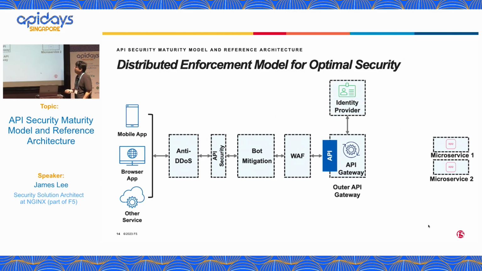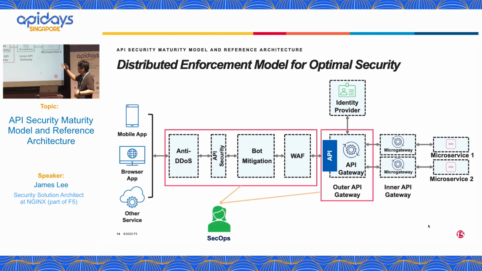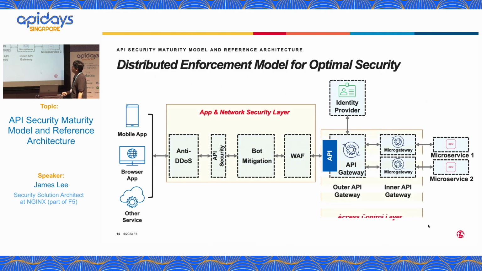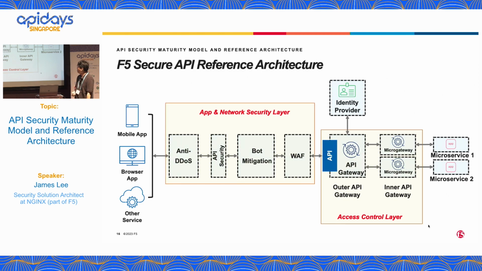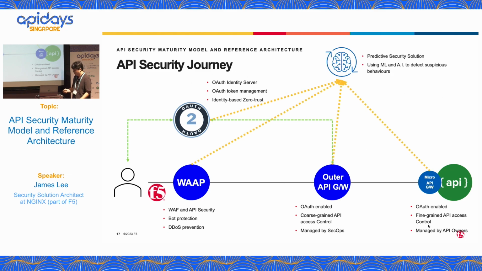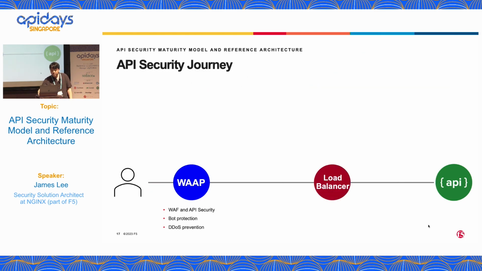Okay. So this is the reference architecture by F5 and we recommend it for our customers. The first layer is the application, using the WAAP. The second layer is the architecture of the API gateway. This first performs all the necessary advanced protections. Right. Okay.